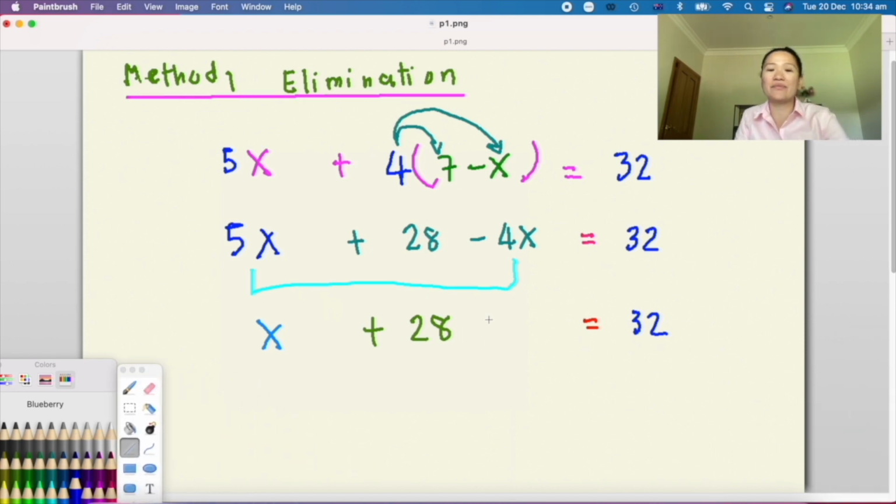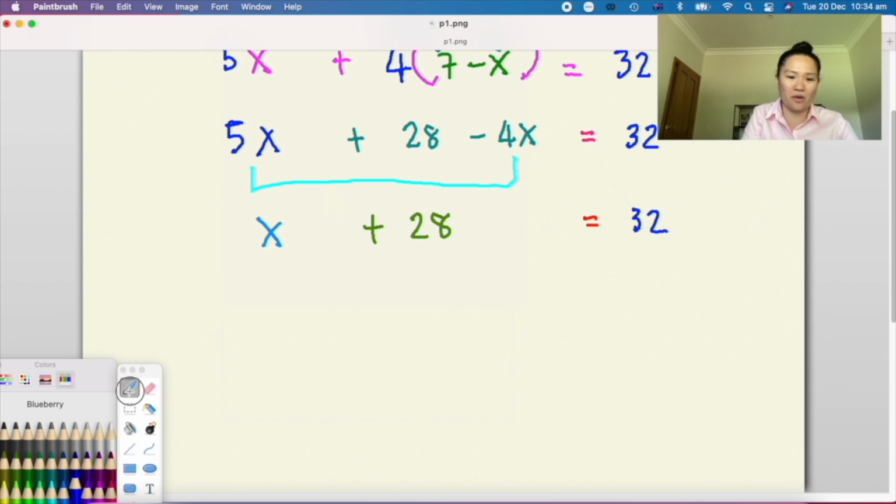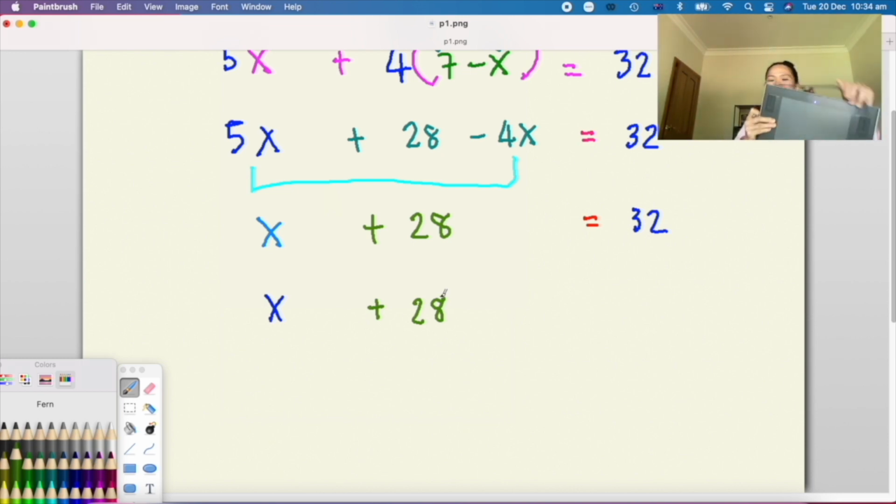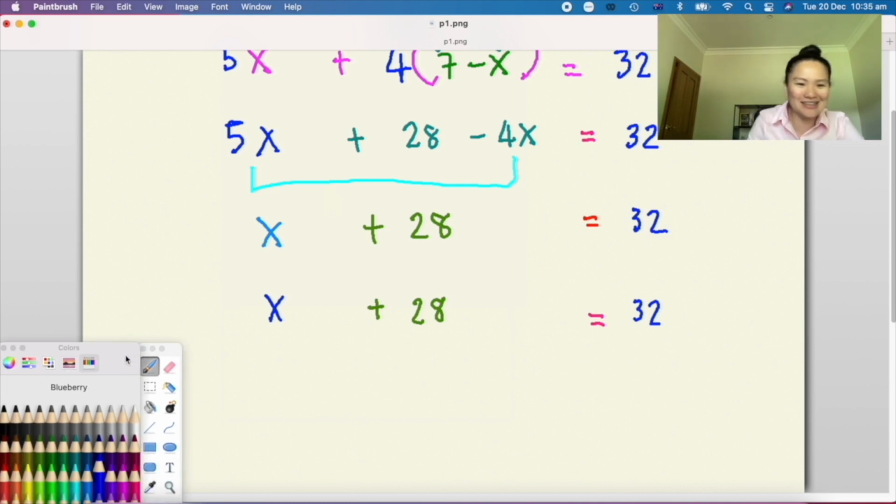Come to the next one. We would like to do the elimination method. So now we have x plus 28. Again, don't forget that I want you to write out with me. You could write on your iPad or your notebook as well. Don't just watch, try to write together so you can practice. Equal 32. Okay. By the way, when you try to solve an equation, I tell you something.